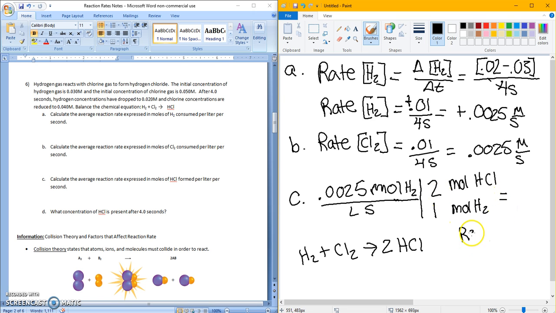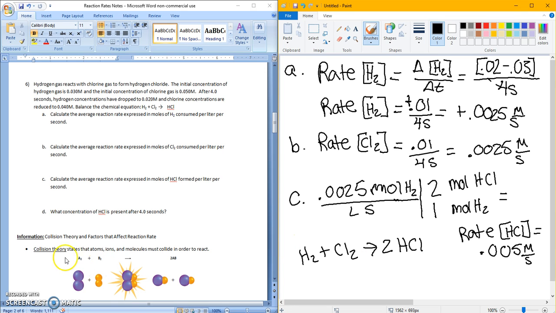And the rate for HCl is equal to 0.005 molarity per second. All right? So with your rates, just like in thermodynamics, you have equations that you follow, but you also use your dimensional analysis to go from moles to moles, just like we did before in stoichiometry. So don't let that mess you up.